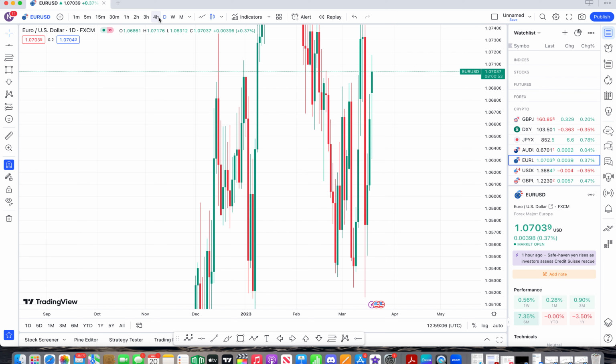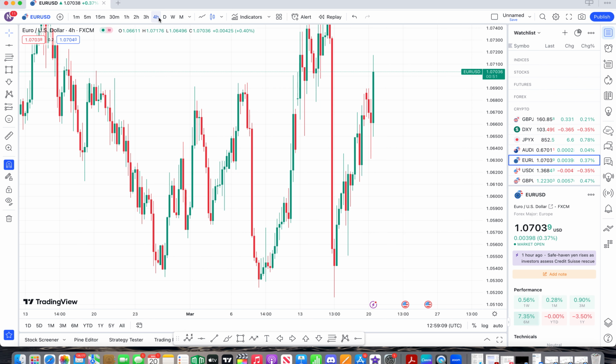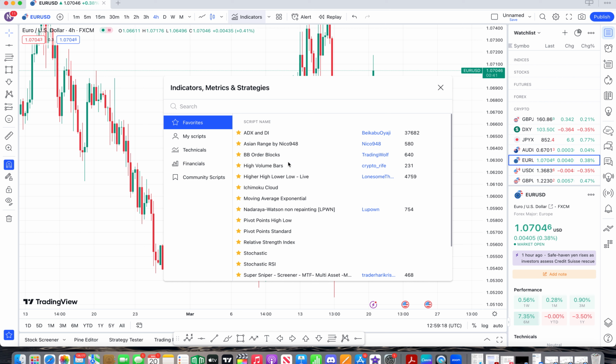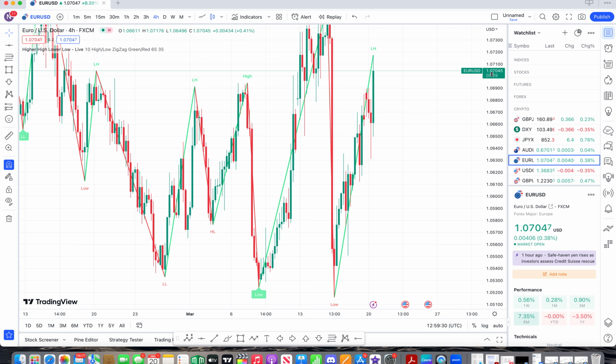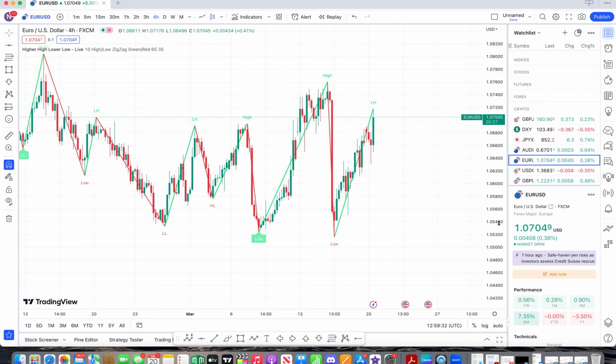I thought was a great indicator. After trying it so many times, this indicator I disapprove of because of the inconsistency that it has. So this indicator I'm going to go over is the higher high, higher low live indicator by Lonesome the Great. 4,000 people are using this indicator, and I will show you why I no longer use this indicator.